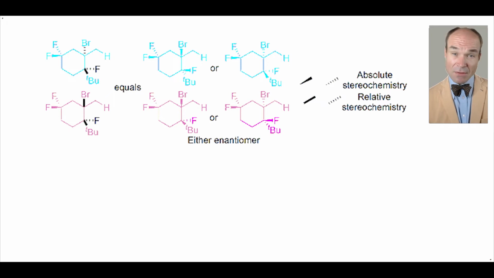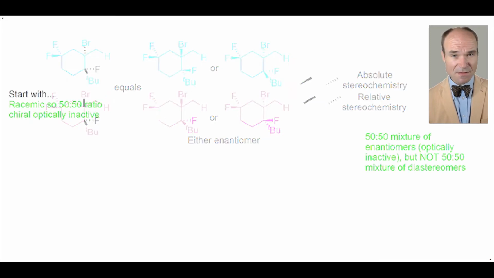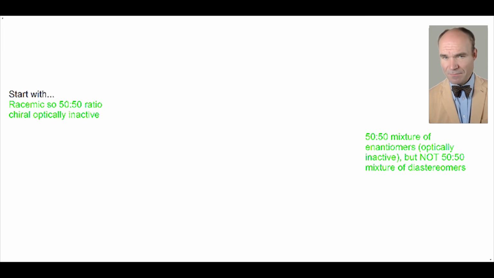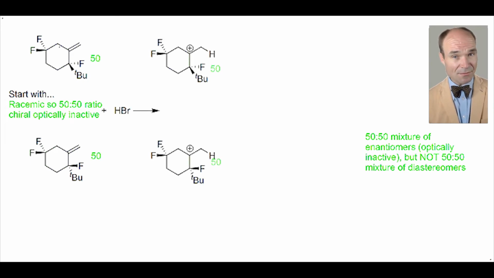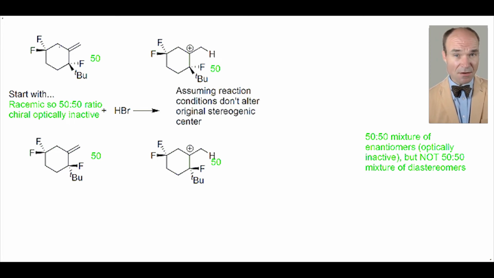We will go back to the three scenarios that we briefly discussed and look at them in more detail. First, where the substrate has a 50-50 ratio of enantiomers, thus it's racemic and optically inactive. So, from our starting material with a 50-50 ratio, we form the intermediate still with a 50-50 ratio. All this assumes that the reaction conditions don't alter the original stereogenic center.